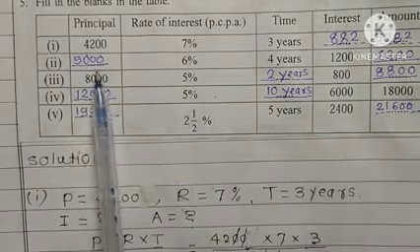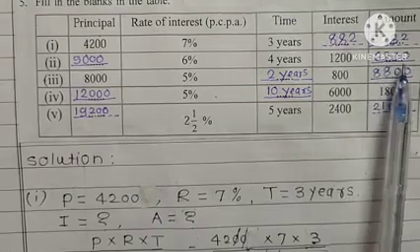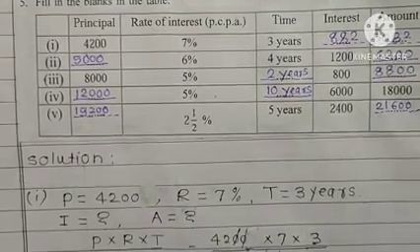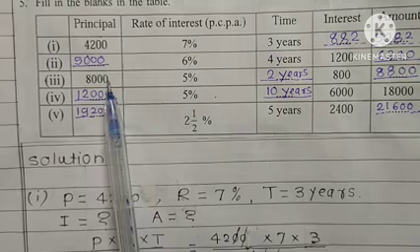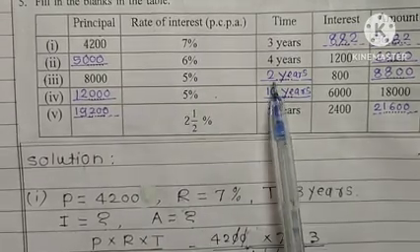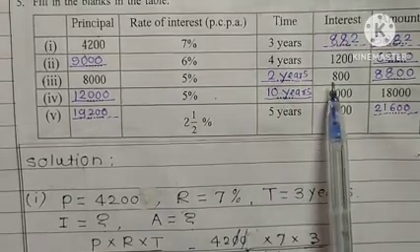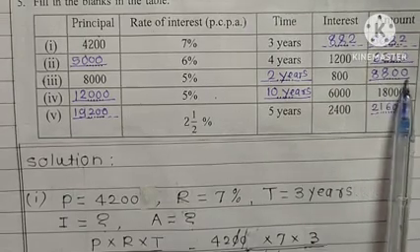This P is 5000 rupees and amount 6200 rupees. Okay. Third, P is given 8000, R is given 5, T is asked, I is 800 and amount is asked.